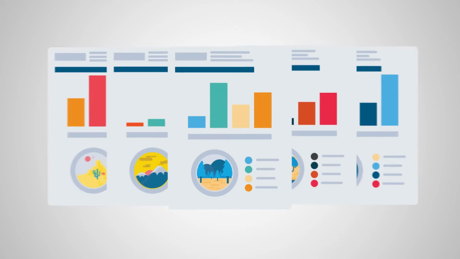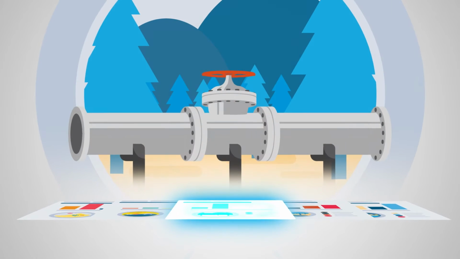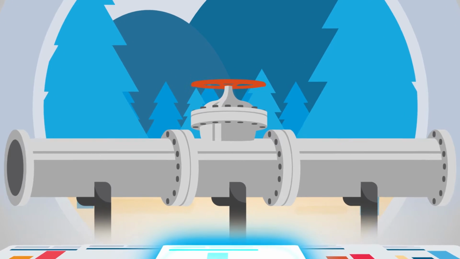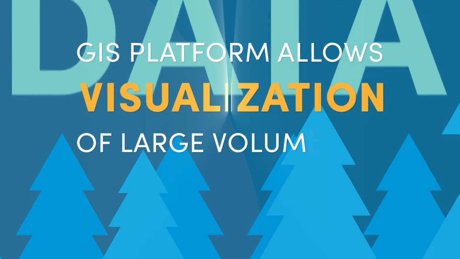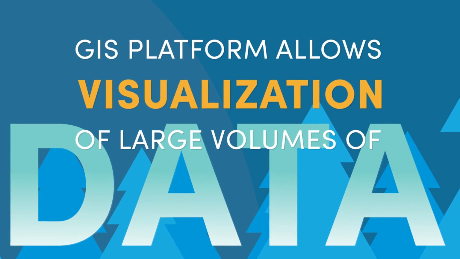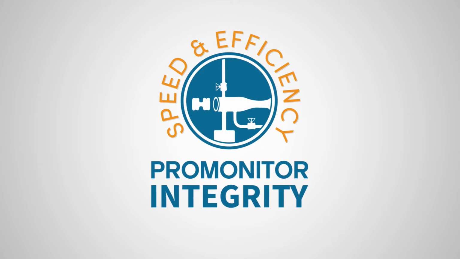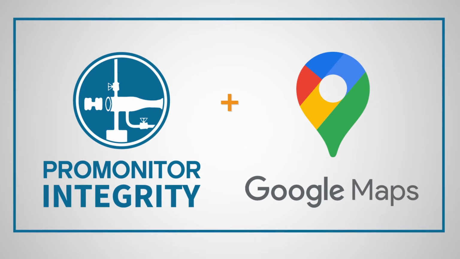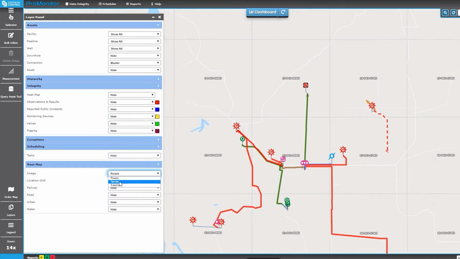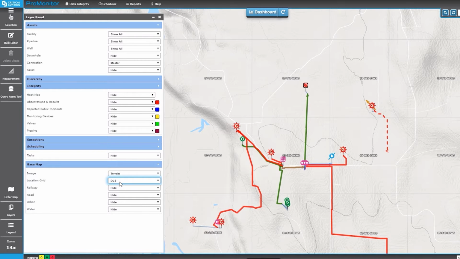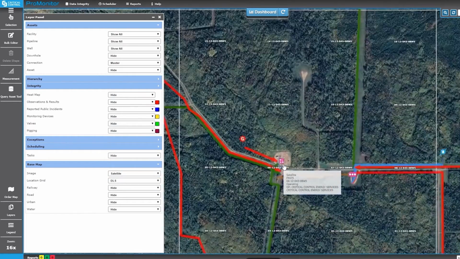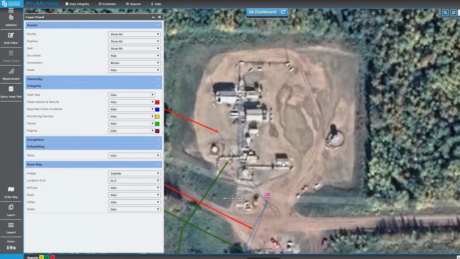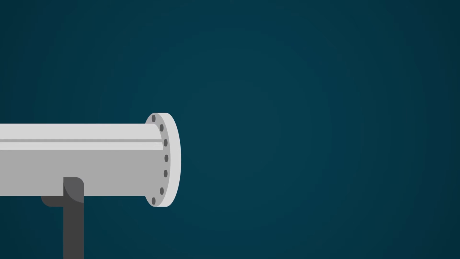Getting the most out of your pipeline integrity data requires the ability to lift it off the spreadsheet and visualize it. ProMonitor's GIS platform allows you to visualize large volumes of data in a variety of ways, with speed and efficiency. ProMonitor uses Google Maps API as a baseline layer to its GIS system. The GIS system gives you a familiar look and feel, along with the latest map updates. ProMonitor currently supports Google Road, Satellite, and Terrain layers, giving different perspectives on road, culture, and geological features and elevation.